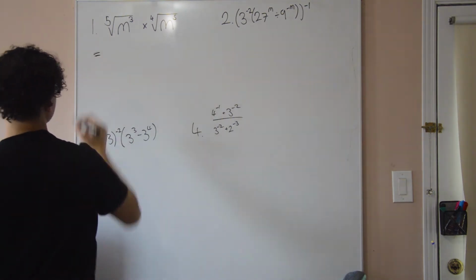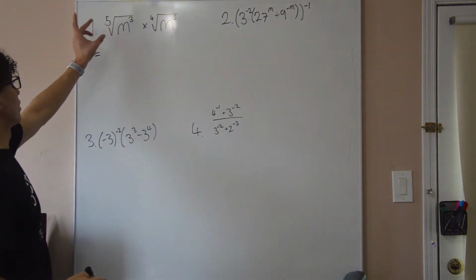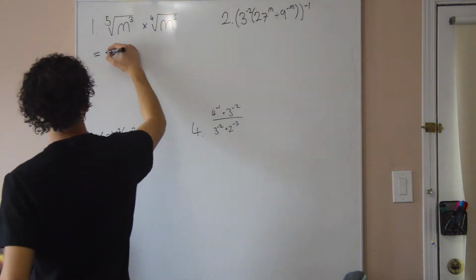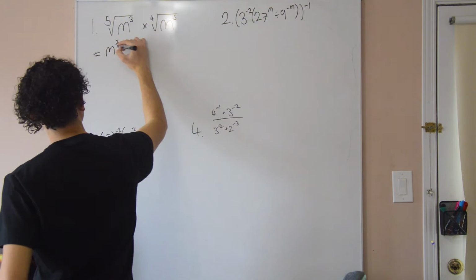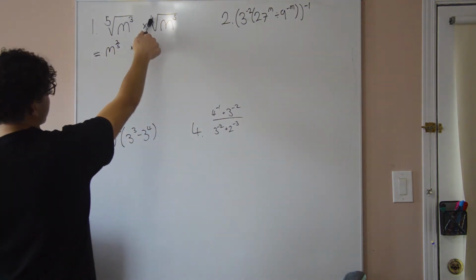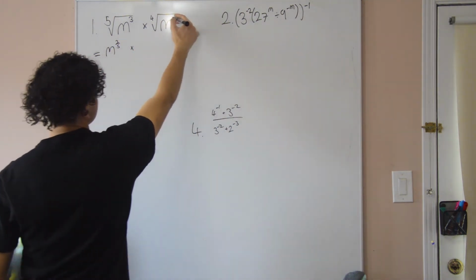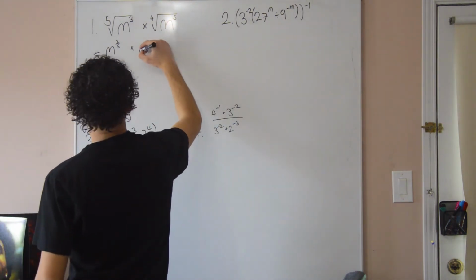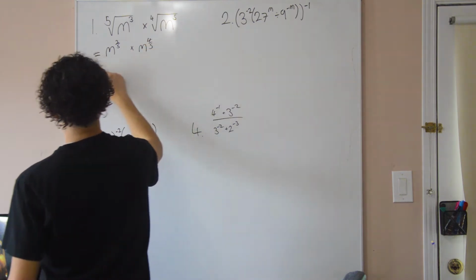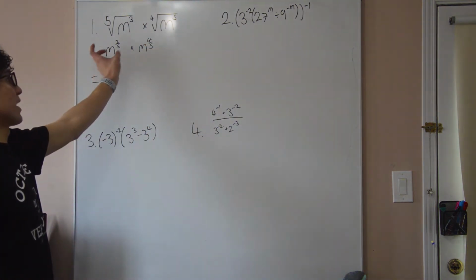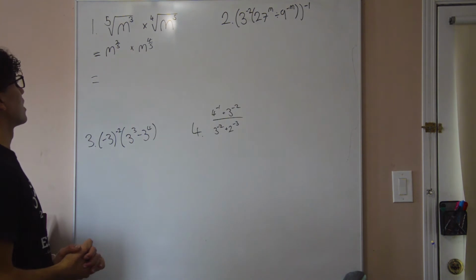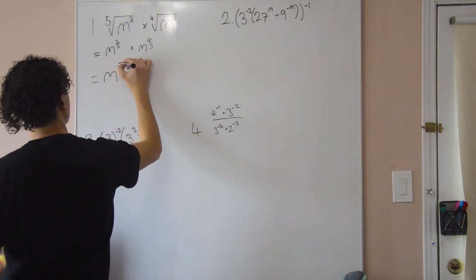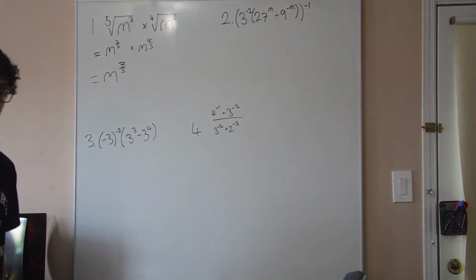So let's just simplify. So m to the 3, all to the root of 5. So that's the same as saying 3 over 5. So m to the 3 over 5 times, and then here 4, this whole thing is the same as saying m to the 4 over 5. So m to the 4 over 5, and here we have the same base, m, so we can add the exponents. So 3 over 5 plus 4 over 5 is 7 over 5. And that is our final answer.